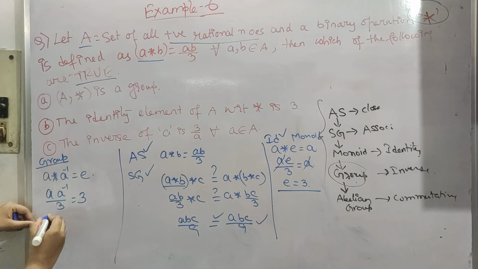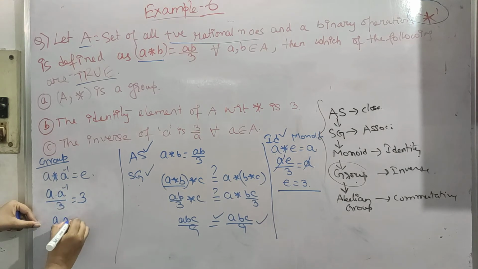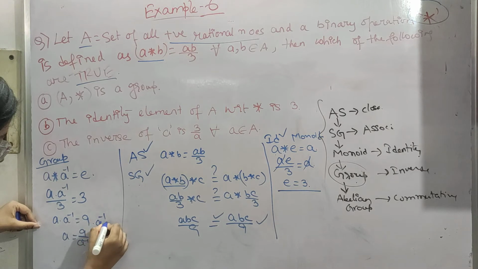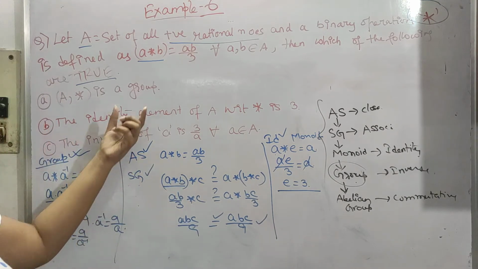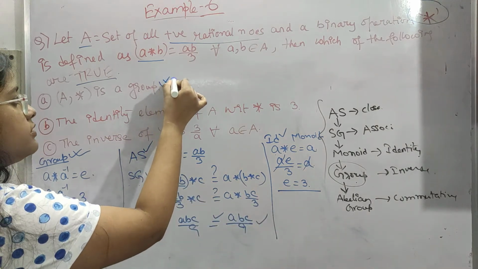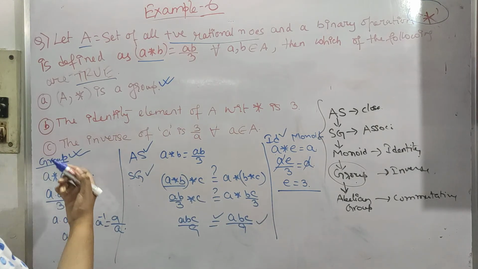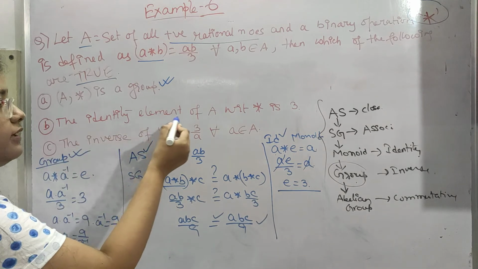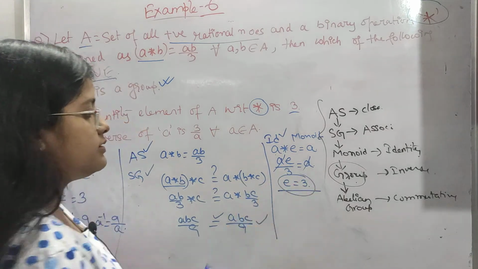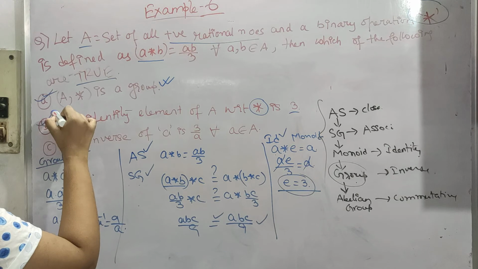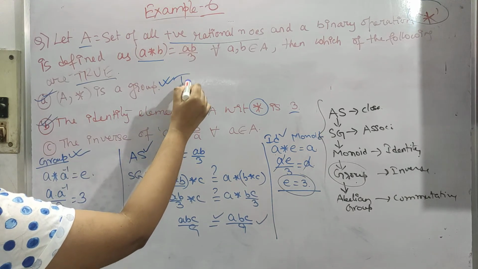Here you can see A dot A star is equal to 9. So you can say that A star is equal to 9 by A. So the inverse also exists, so this is a group. You don't have to check abelian because we are not asked. Now next, option B: the identity element of A with respect to star is 3. Yes, the identity element is 3, so this is also true.